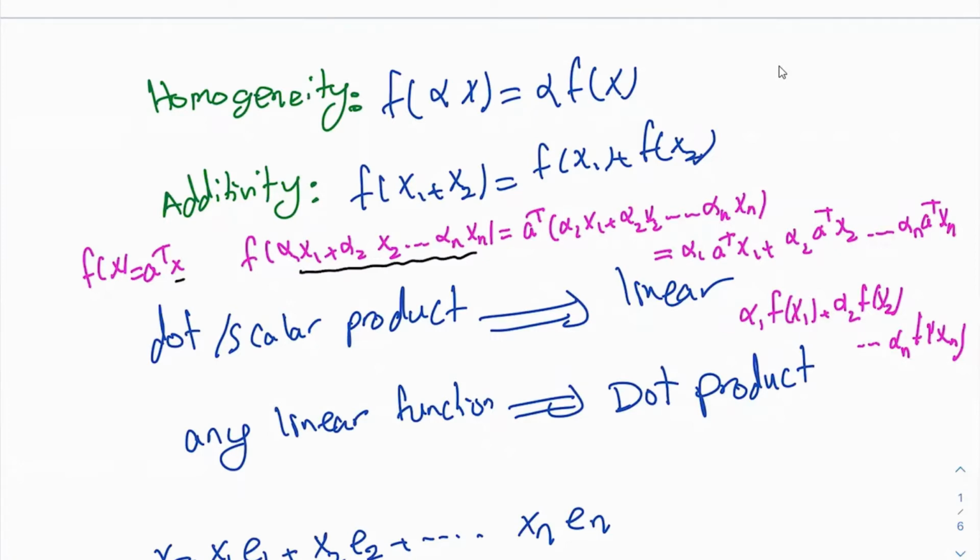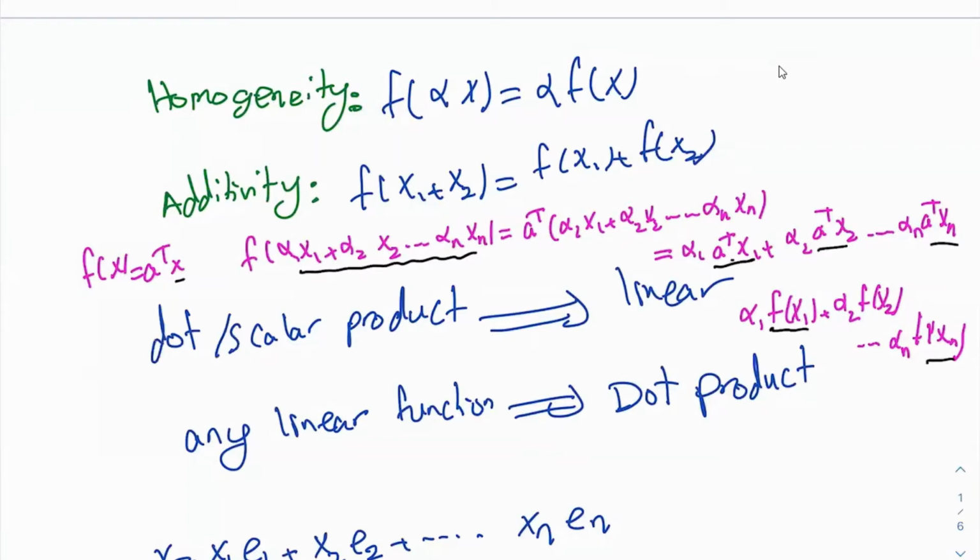But remember, f of x was A transpose x. So f of x1 becomes A transpose times x1. Therefore, this quantity that you see here is f of x1. I wrote it down here. This is f of x2. This is f of xn, right? Therefore, I get alpha 1 f of x1 plus alpha 2 f of x2 all the way to alpha n f of xn. So this is exactly the principle of superposition. Therefore, A transpose x, which is the dot product between vector A and vector x, is a linear function. Okay, so we proved this one.